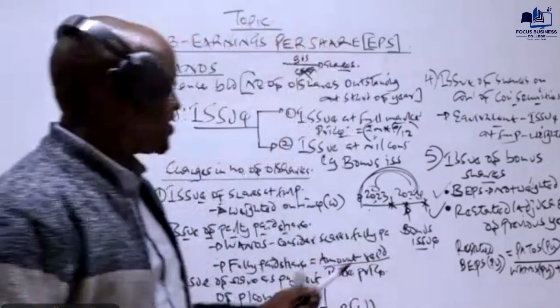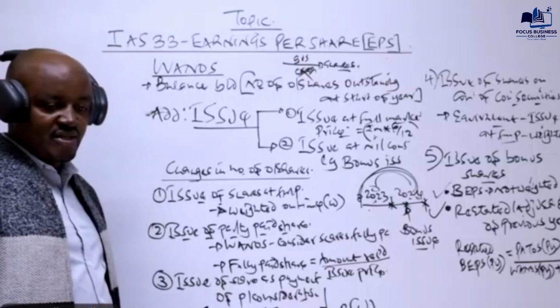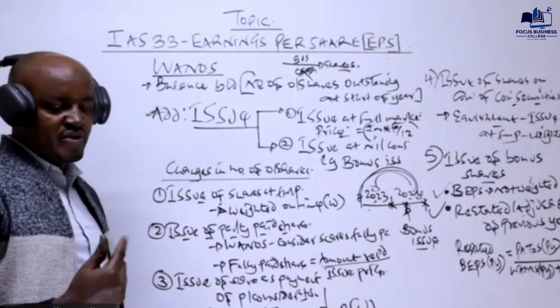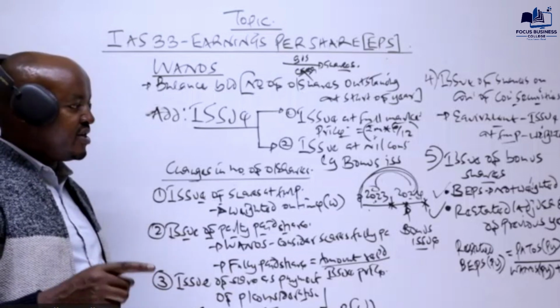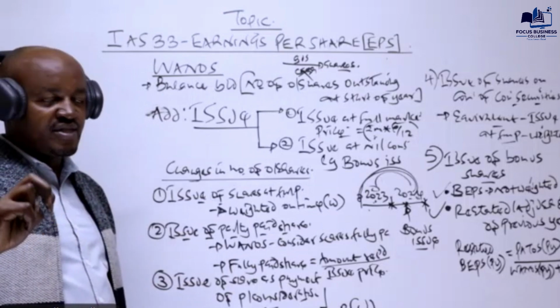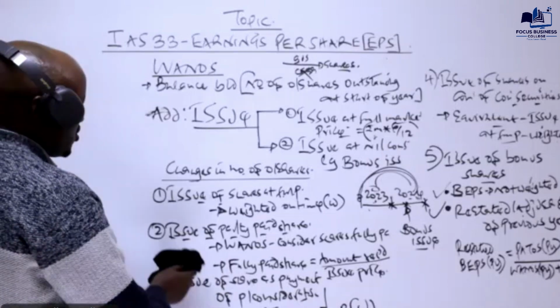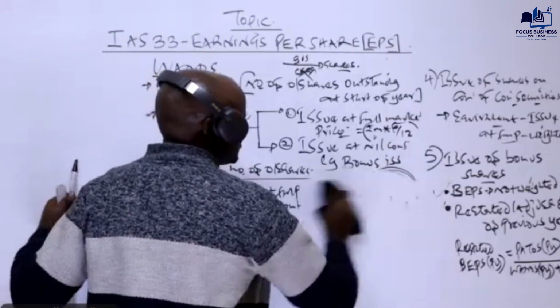So that's basically how we deal with the bonus shares. Those particular shares are assumed to have been issued at the start of the previous reporting period. The implication is that during the current year, don't weigh them on time basis. And number two, use them to restate, to compute the earnings per share for the previous year afresh.